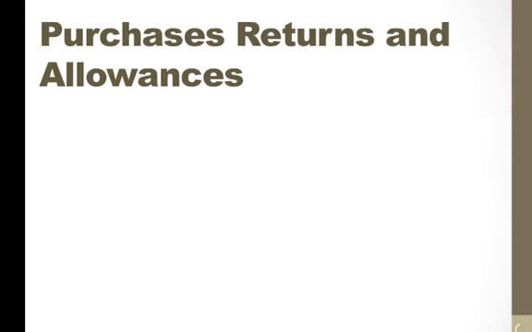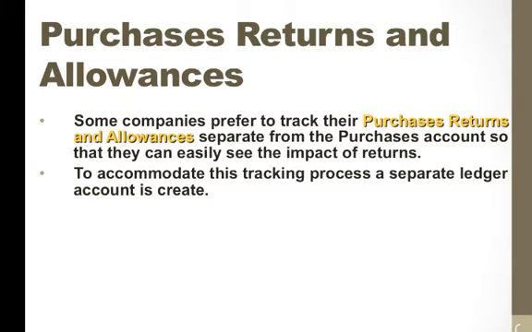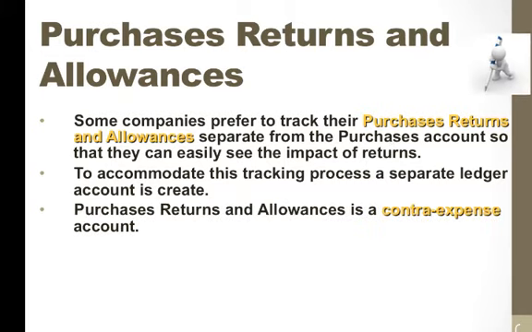Purchase returns and allowances are going to be the same. The company doing the purchasing would set up a separate account called Purchase Returns and Allowances so that they can keep their returns separate from their purchases and be able to track it. So it's a separate ledger account, and it's a contra expense account. Because expenses normally have a debit balance, a contra expense will have a credit balance. So Purchase Returns and Allowances has a credit balance.